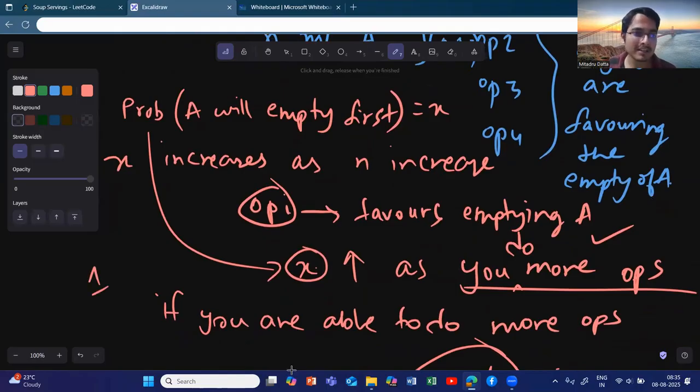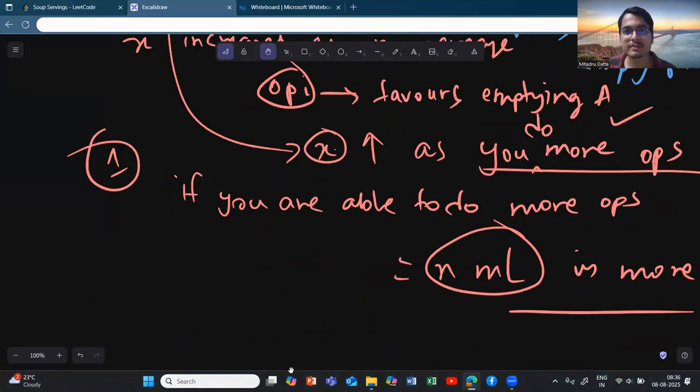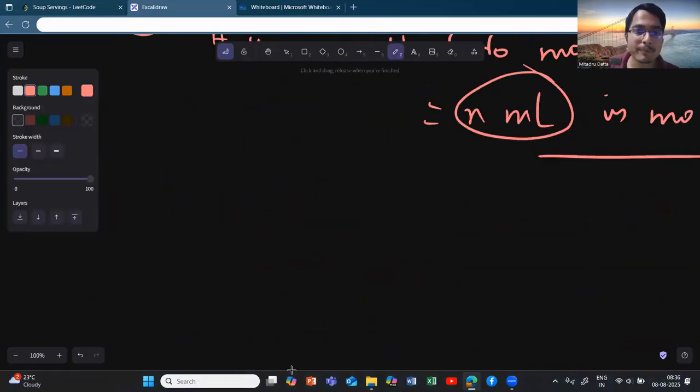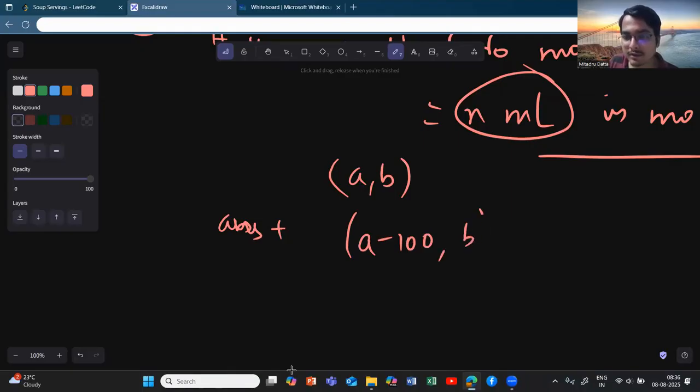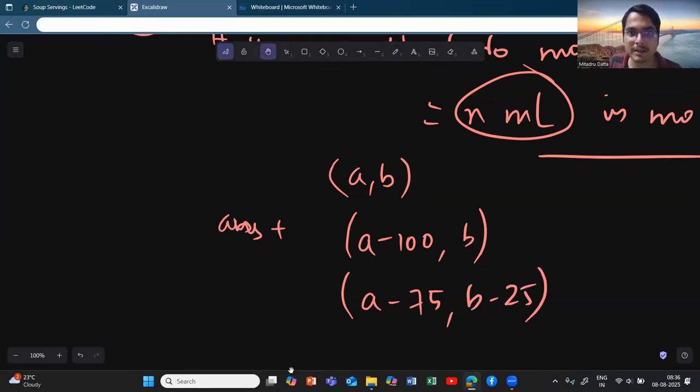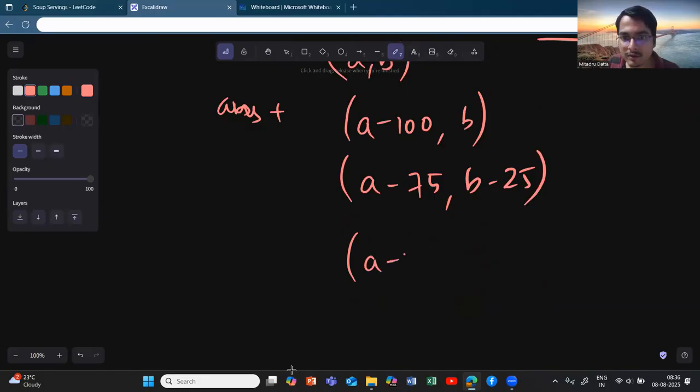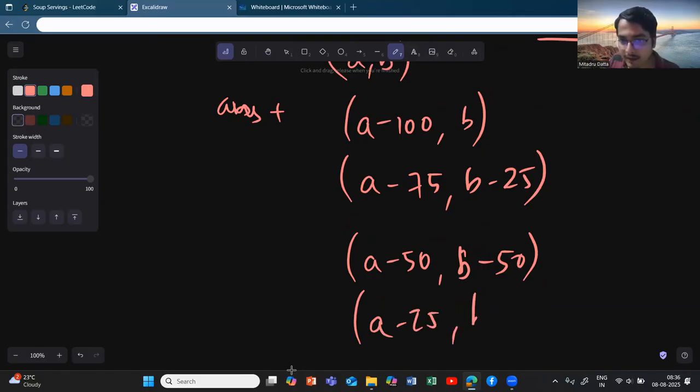Okay, so let's try to write a recursive solution to this first. What do I mean by recursive solution? Let's say you want to find an answer, but what will be this answer? Initially you have a and b, both are n ml, so you can empty like this, you can do something like this, then you can do something like this. I hope you understand what I mean. You are emptying A by 75 and B by 25 ml in this, and you can also do 50-50. You can do A 25 and B 75 also. So these are the four operations which you can do, and you need to calculate what will be the answers.